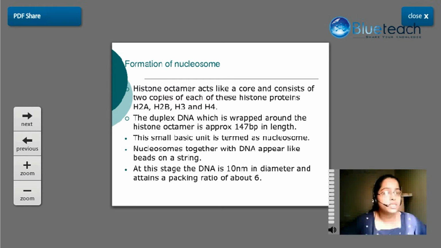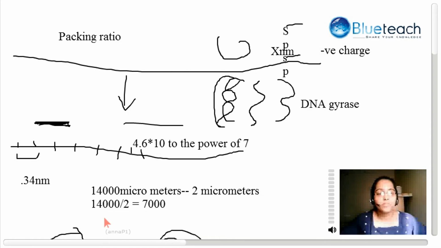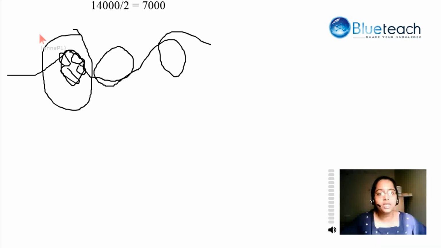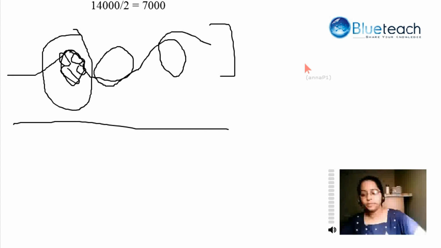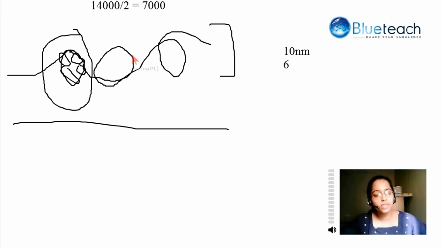So here we can see that DNA was initially a single long chain. Now this has attained an organization level wherein it measures around 10 nanometers in diameter and attains a packing ratio of 6. And here we can see it appears very much like a necklace, isn't it?